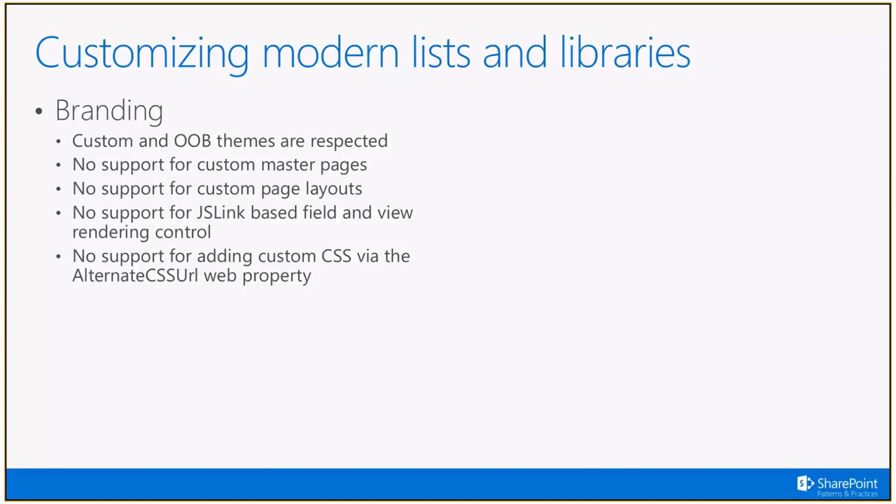It will improve in the future, but the current JS-Link approach as it is today, which applies to classic libraries, is not supported for modern list and libraries. And the same applies actually also to custom CSS. So if you would like to hook up a custom CSS to your site, and have that custom CSS have a certain impact on your list or library, that's not possible anymore because you simply cannot use custom CSS on these pages anymore.